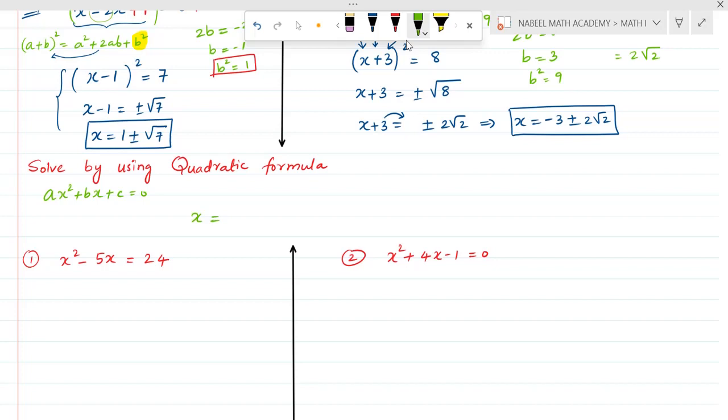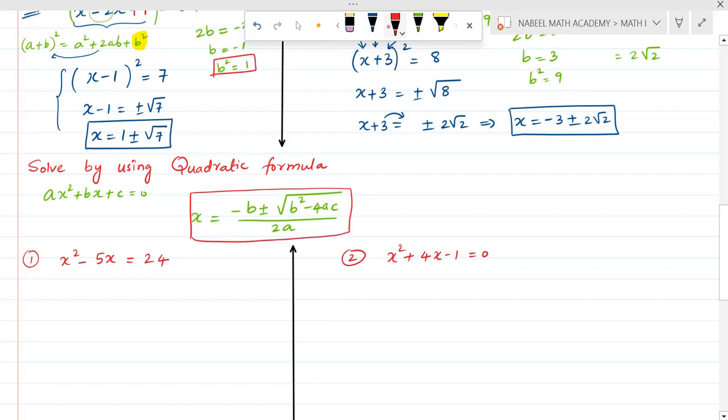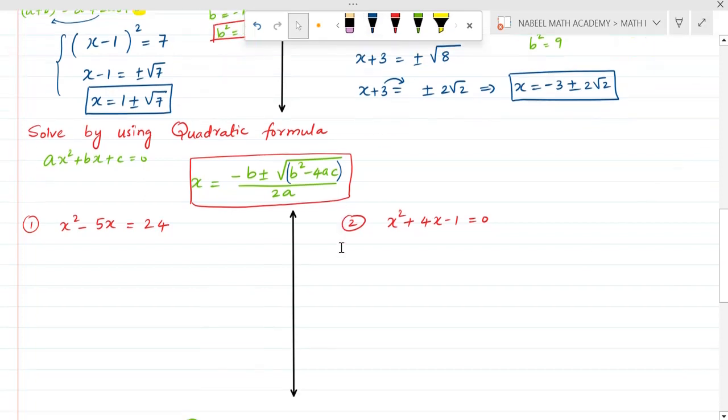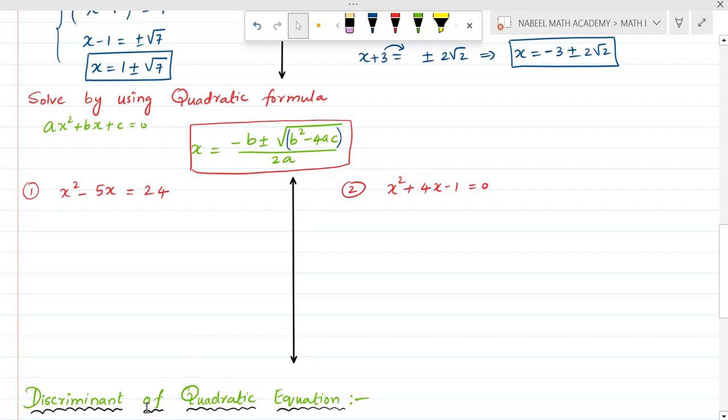If you have a quadratic equation ax square plus bx plus c equals 0, the formula is given by x equals minus b plus or minus square root of b square minus 4ac over 2a. This part we call the discriminant. Depending upon the discriminant, you will get complex roots, or real and different, or real and equal roots. We will discuss that in our next topic.